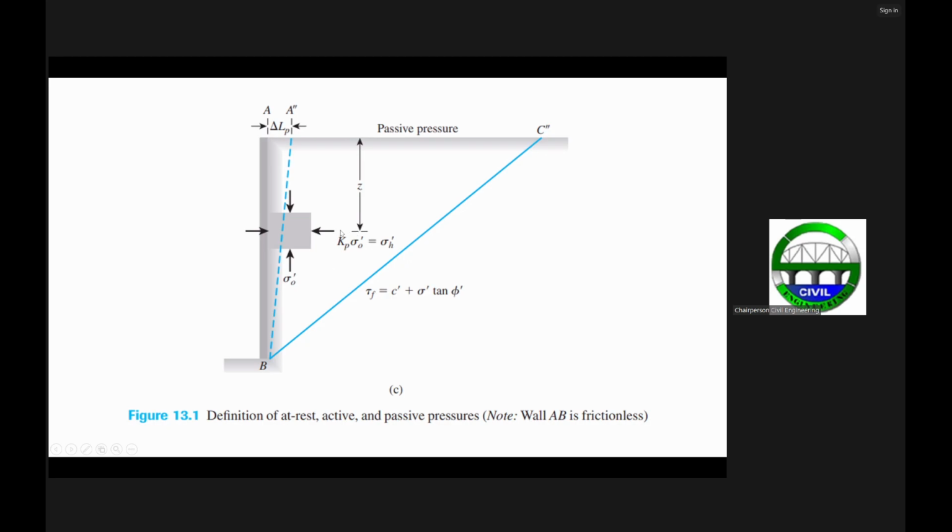Okay. So again, don't worry about these figures. These are all taken from your book, so you can just find all these things in your book. Again, remember that the wall AB here is frictionless. There's no friction.